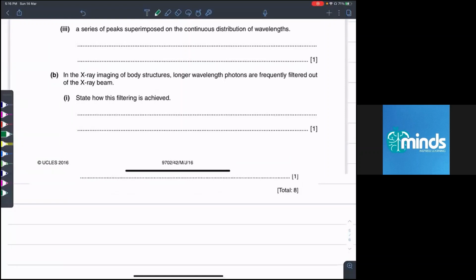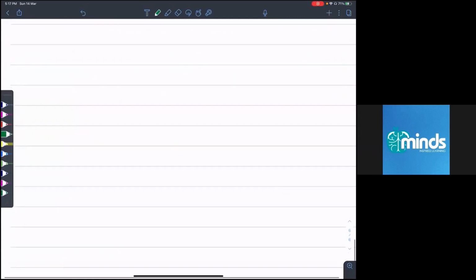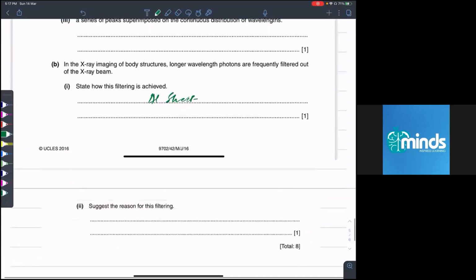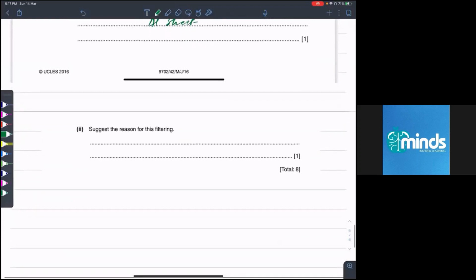In the X-ray imaging of body structures, longer wavelength photons are frequently filtered out of the X-ray beam. How is this filtering achieved? I put this thing a couple of times in today's class as well. Aluminum sheet. We will make use of an aluminum sheet to absorb soft X-rays. Longer wavelength means soft X-rays. Last part is to suggest the reason for this filtering. Because long wavelengths cannot pass through the body, they will get absorbed. So we need to get rid of them.